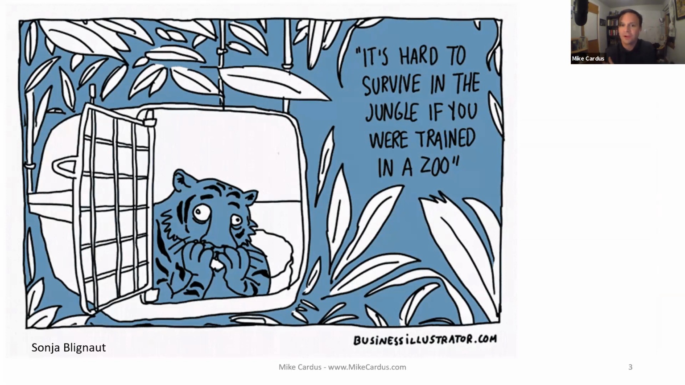So it's hard to survive in the jungle if you were trained in the zoo. And this is in some ways looking at if we have an existing long-term frame or a group or an organization that's used to stable environments, a set organization, things are kind of set, it's kind of traveling along. Once the environment around you changes and shifts, it's a much harder way to understand things.